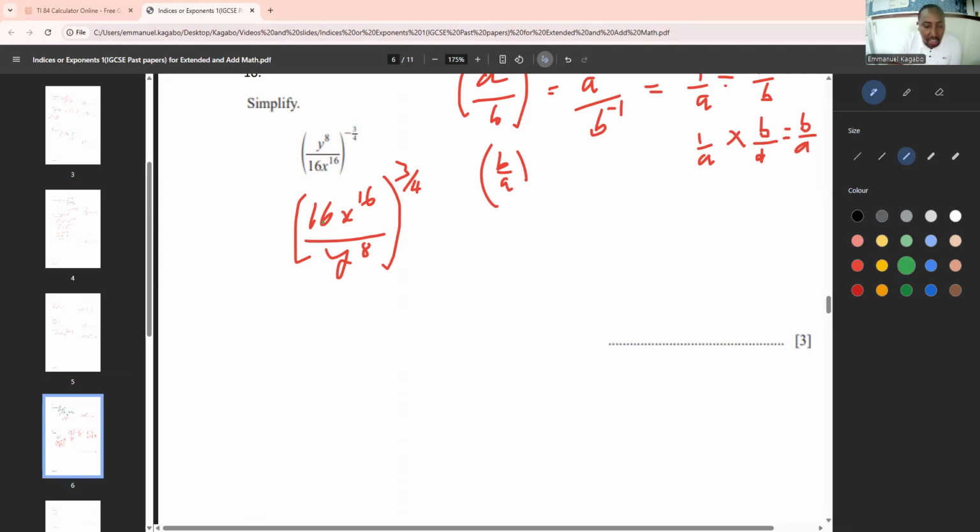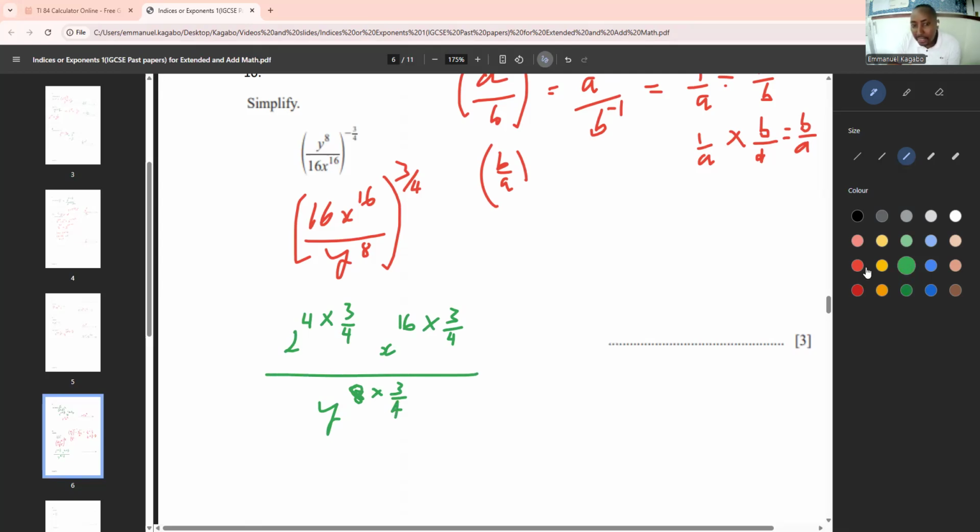Now, again, like what I've said in the previous question, be careful. The power is a fraction, so write all of this in power. So 16 is the same as 2 power 4, then times 3 over 4 altogether, guys. Now, x power 16 times 3 over 4. Now, all of this, y power 8 times 3 over 4. Are we together here? Good.